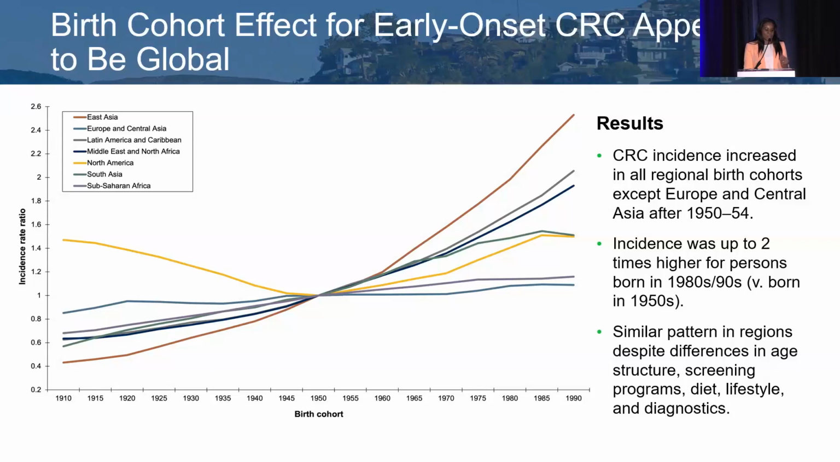What's really remarkable in this study is that you see this similar shift in early onset cases, despite the region of the world that you're looking at. And we recognize that we have different age stratifications in these different parts of the world. People have different screening programs or different screening strategies in different parts of the world. Diet, lifestyle, other diagnostic availability and technology varies quite a bit, but we're still seeing this epidemiologic difference.